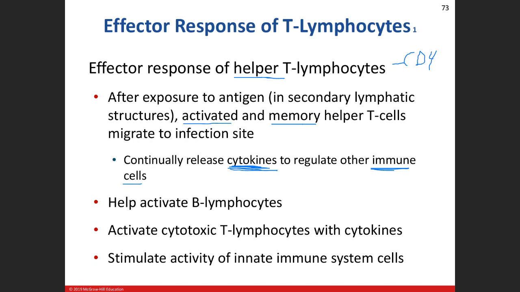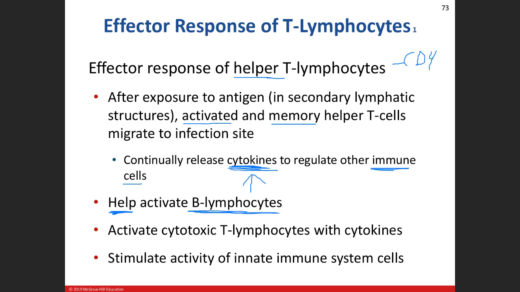Also, this is supposed to say helper, by the way, okay? They're going to activate the B lymphocytes. How? Through the release of cytokines, interleukin-4, okay? That'll activate the B lymphocytes. When that happens, then the B lymphocytes can then proliferate and differentiate into memory B cells and plasma cells and make antibodies.